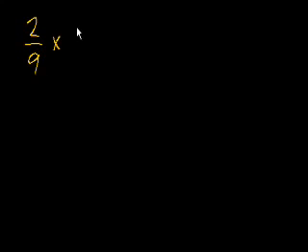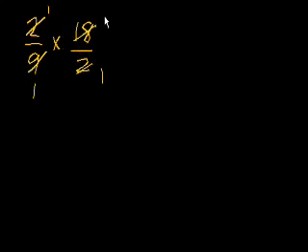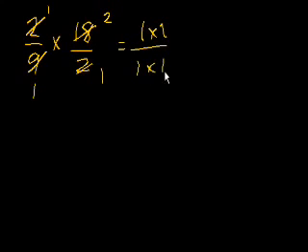2/9 times 18 over 2. Well, here we have a 2 in the numerator and a 2 in the denominator. Let's divide them both by 2, so they both become 1. And we have an 18 in the numerator and a 9 in the denominator. Well, they both are divisible by 9, so let's divide them both by 9. So 9 becomes a 1, and the 18 becomes a 2. So we have 1 times 2 over 1 times 1. Well, that just equals 2 over 1, which equals 2.